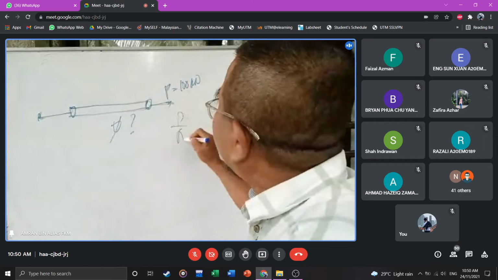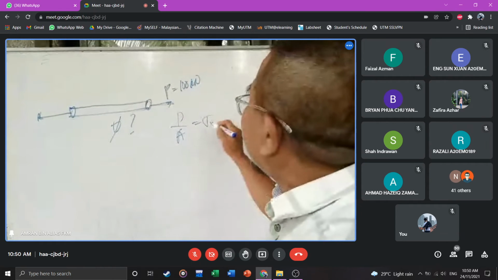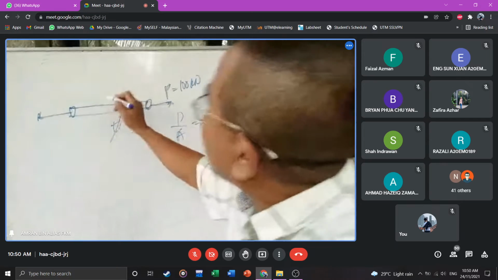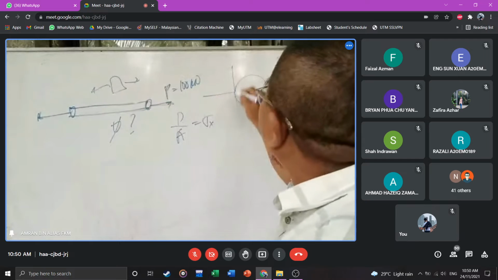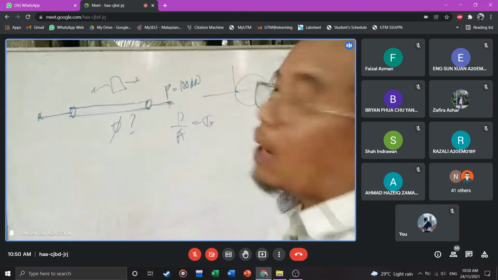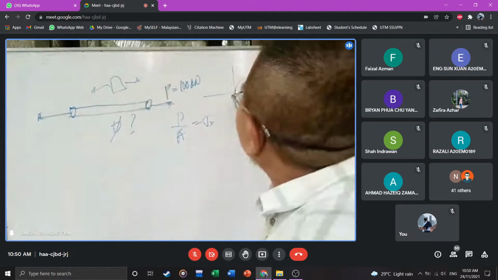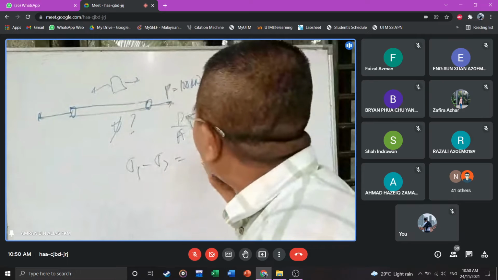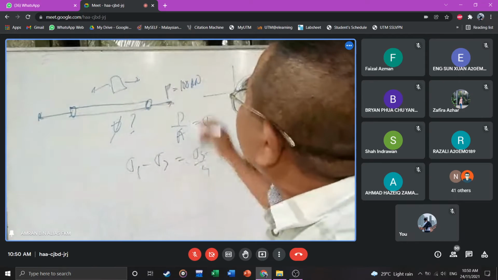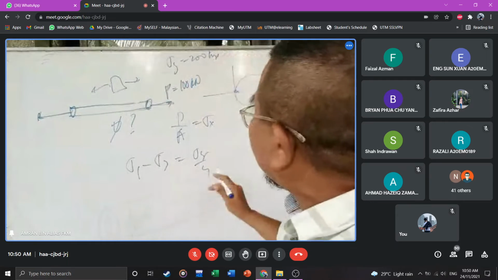So P divided by area is equal to stress, sigma X. And then you do the Mohr circle here. Sigma X is also sigma 1, correct? Are you with me? Yes, correct. And then you use the Tresca theory. Sigma 1 minus sigma 3 is equal to sigma Y over N. So your sigma Y is still 200 megapascal.